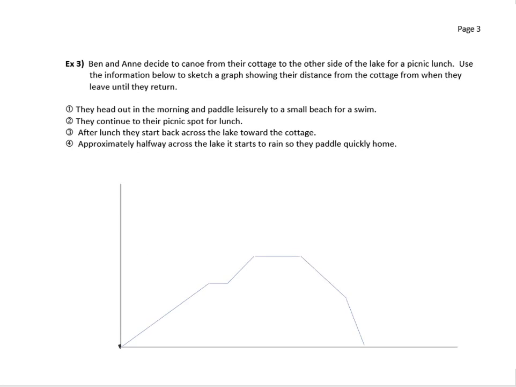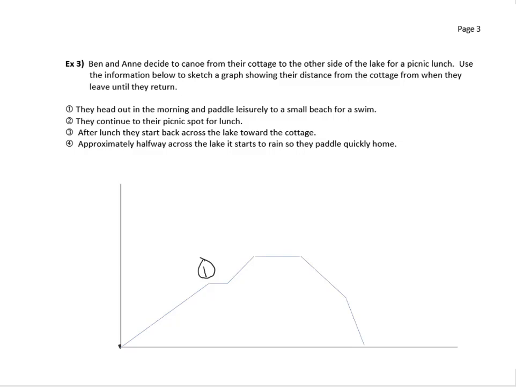Okay, so I drew out all of this. I'm just going to label it and describe what's happening. So they start paddling out leisurely, then they stop somewhere for a swim. So there's number one. They stop, and that's why it's a horizontal line. They're stopping for a swim.